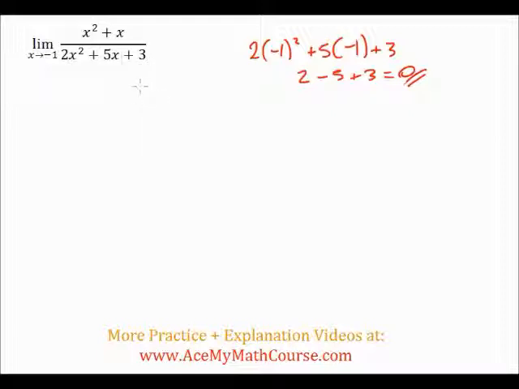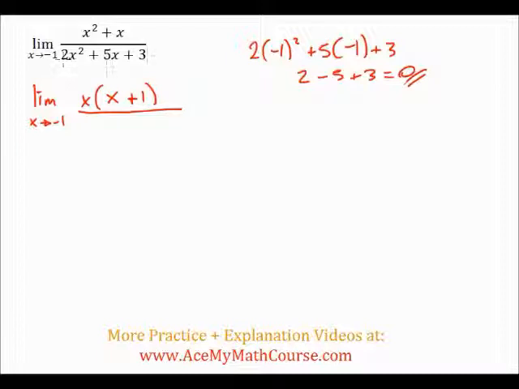But what can I do? I can actually factor the x squared plus x as well as the 2x squared plus 5x plus 3. And then we're going to hope that we can actually cancel some things out. So x squared plus x. The greatest common factor here is x, so I can factor it out. X squared divided by x is x. X divided by x is 1. So I just get x times x plus 1.